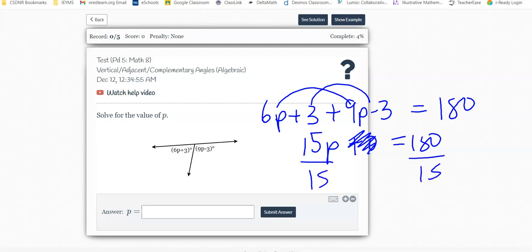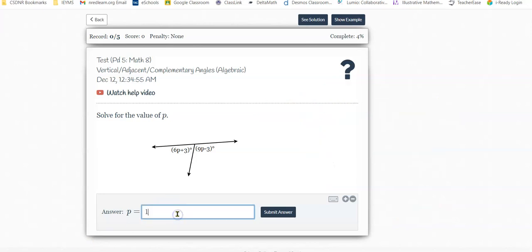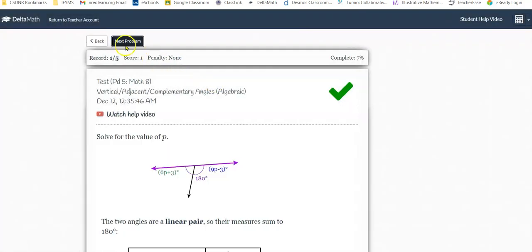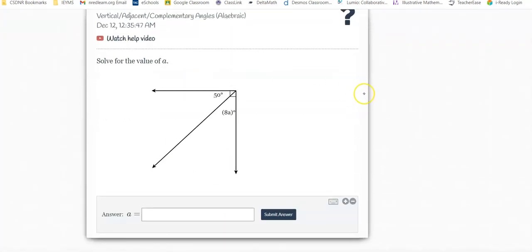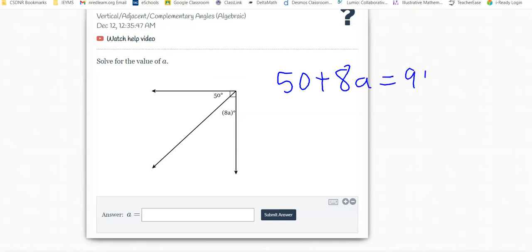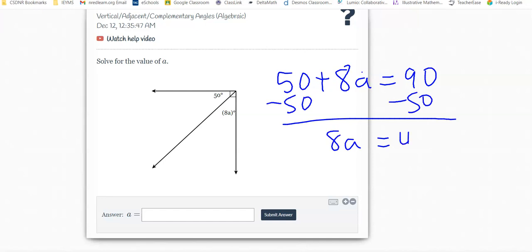Divide both sides by 15. And we get 12. Use your calculator to help you out. One more time. Identify the relationship. This time it's complementary. No like terms, so we subtract our constant and divide by our coefficient. Pause the video if you need to.